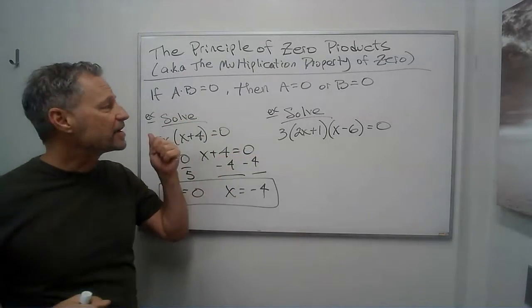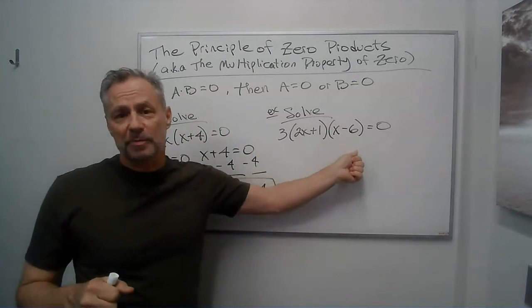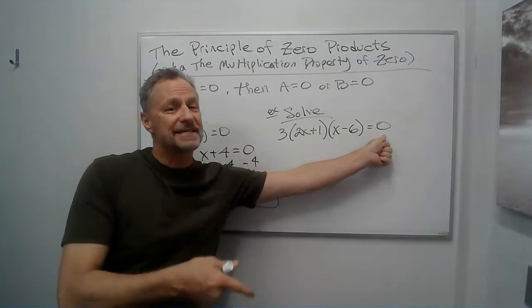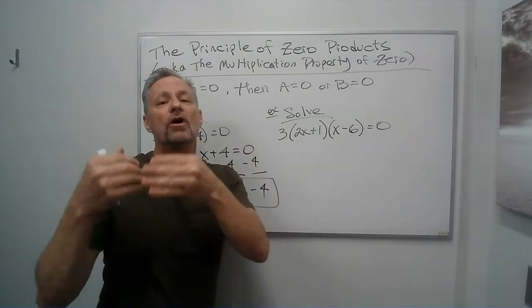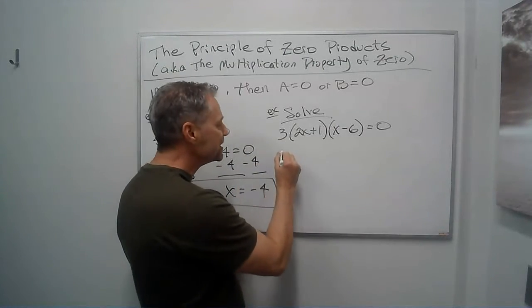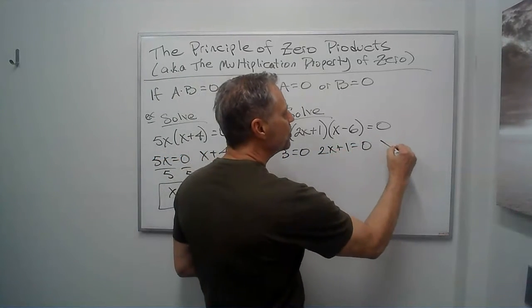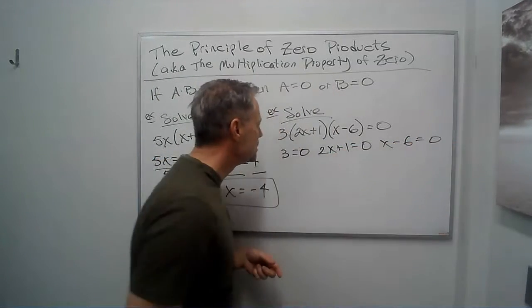All right, let's go over here. So we said a times b. Well, if I have more than two things multiplied together, as long as the product is 0, it still holds. At least one of the factors has to be equal to 0. So I say, well, either 3 was equal to 0, 2x plus 1 was equal to 0, or x minus 6 was equal to 0.